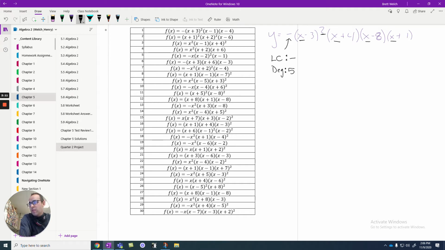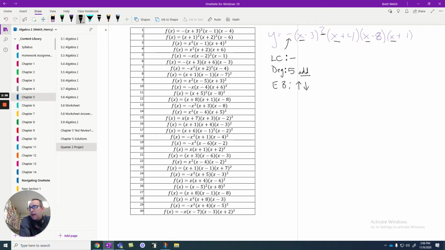Now what really matters here is that that is odd. That's going to help me figure out my end behavior, which are the two arrows on my polynomial, the left arrow and the right arrow. Because the leading coefficient is negative, the right arrow must be down. And because the degree is odd, the left arrow will be the opposite of the right arrow. So right arrow is down, opposite of that would be left arrow up.